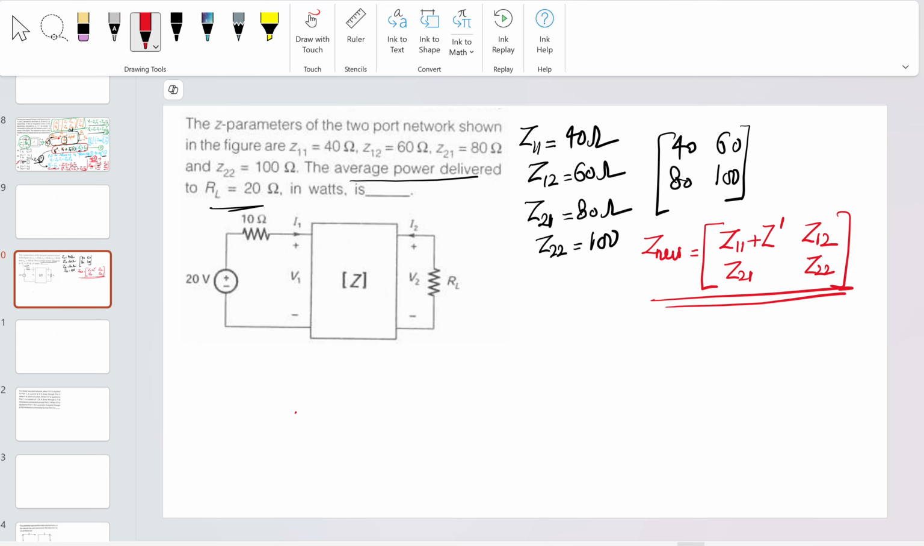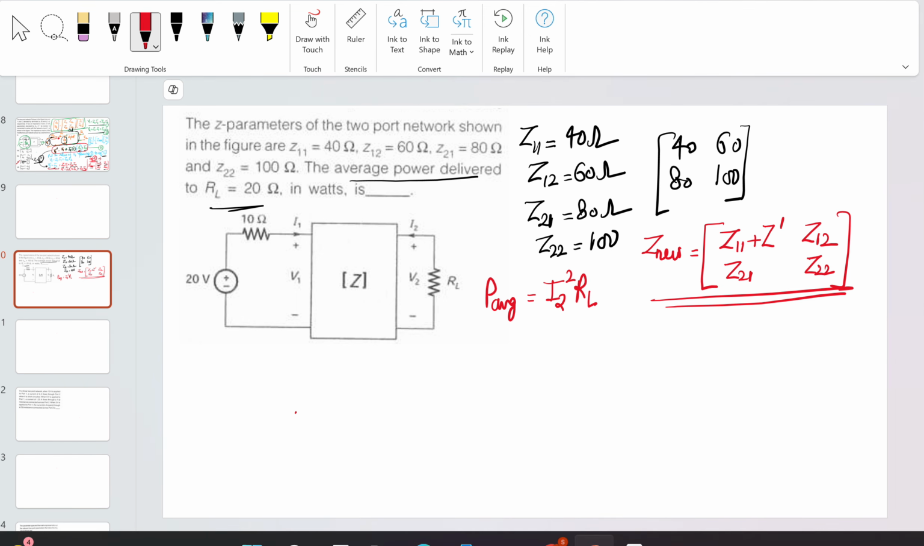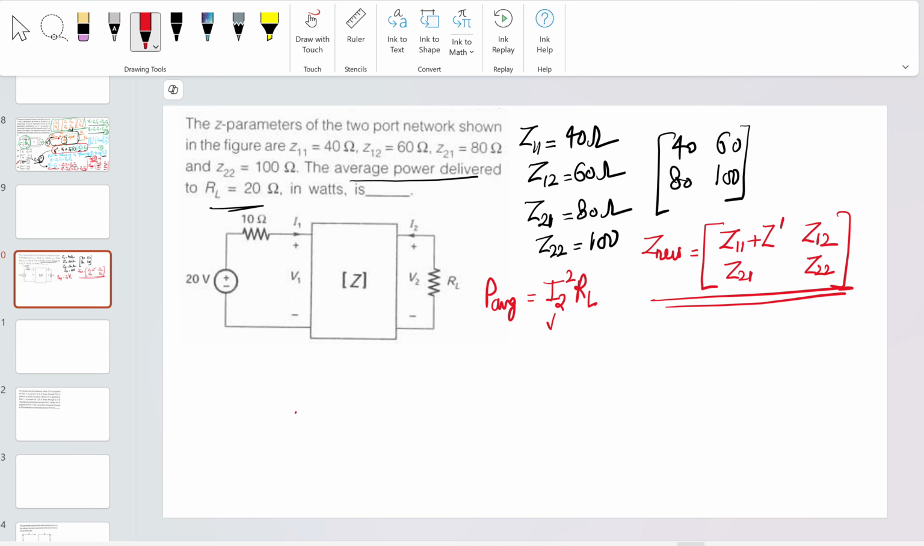What we need is the average power, which is equal to I2 square RL. So what we need is the value of I2. That is our important and basic requirement.